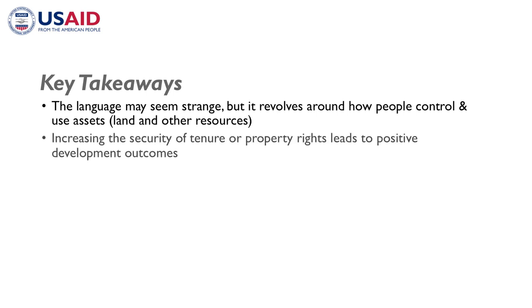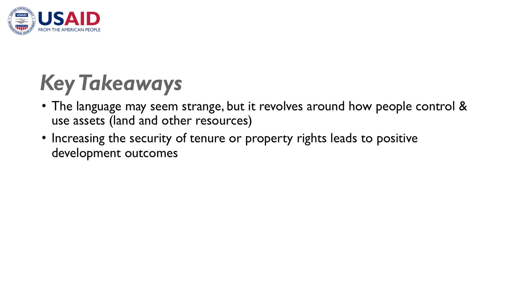Second key takeaway, it's absolutely critical to achieving a variety of development outcomes: economic growth, food security, biodiversity conservation, women's empowerment. It's critically important to ensure that people have some security of their rights to use, manage, benefit from the use of property. Securing tenure and securing property rights does lead to positive development outcomes, and you'll also hear throughout the course of this series some of the evidence that supports that claim.